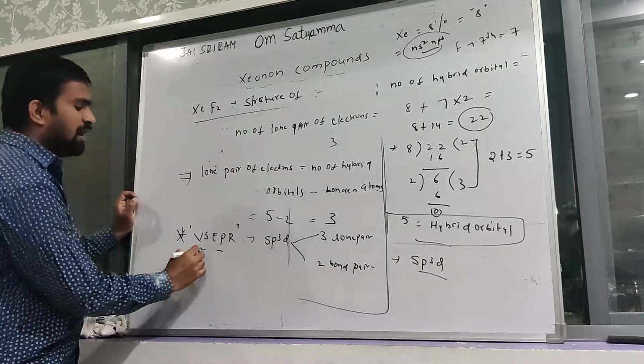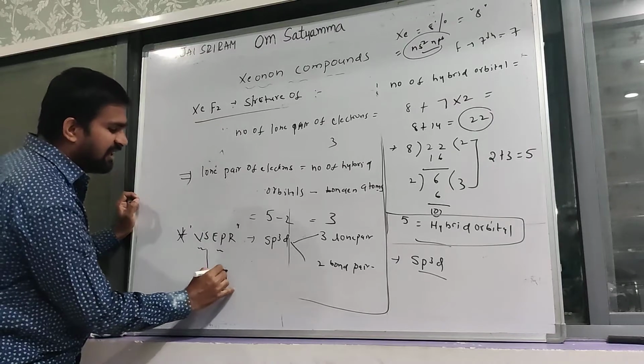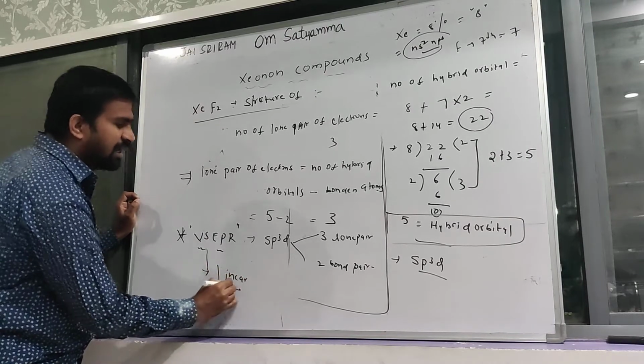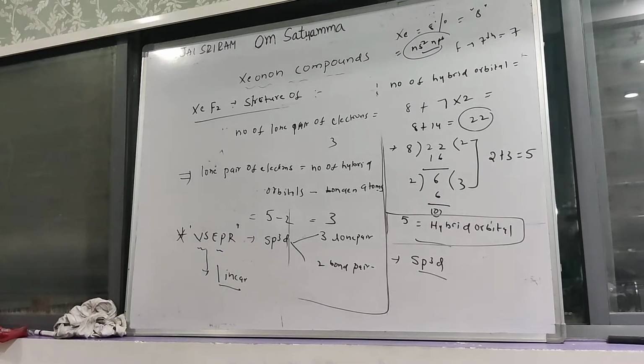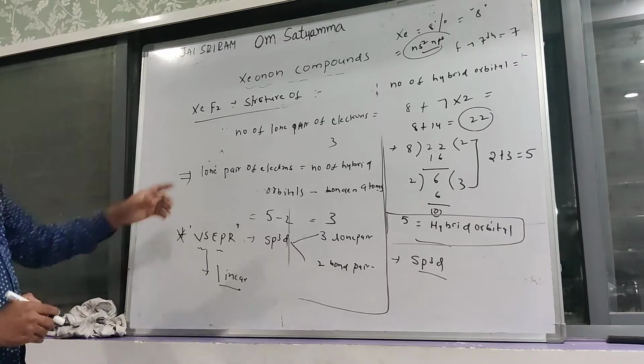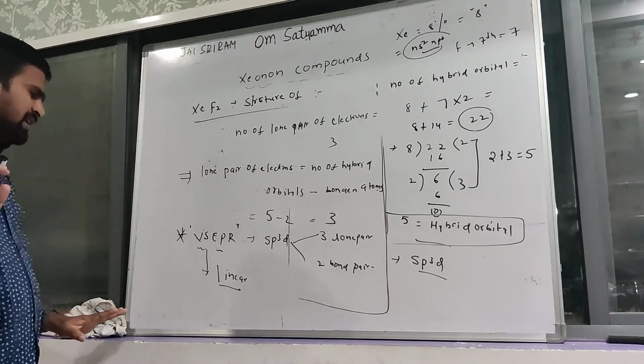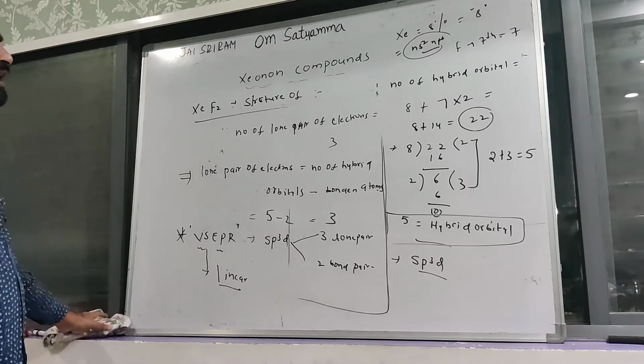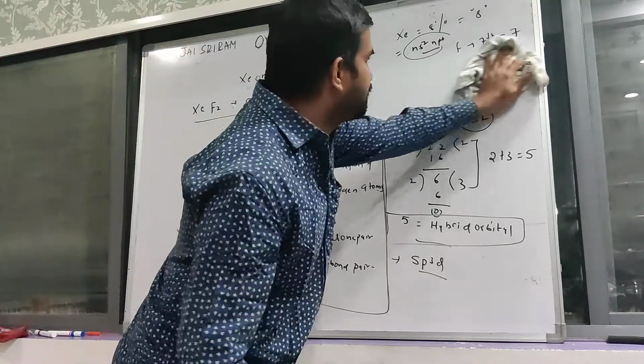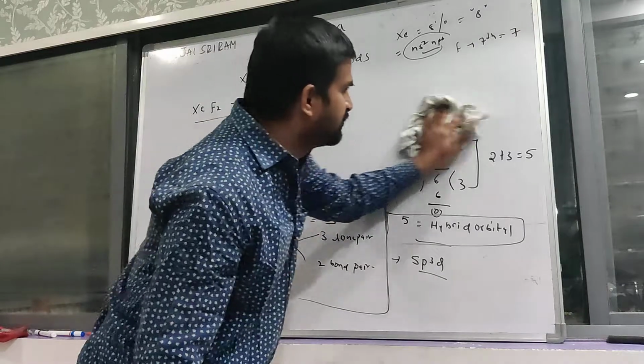has a structure that is linear. Finally, the xenon difluoride structure is linear. Hybridization is sp3d. Here you can observe.